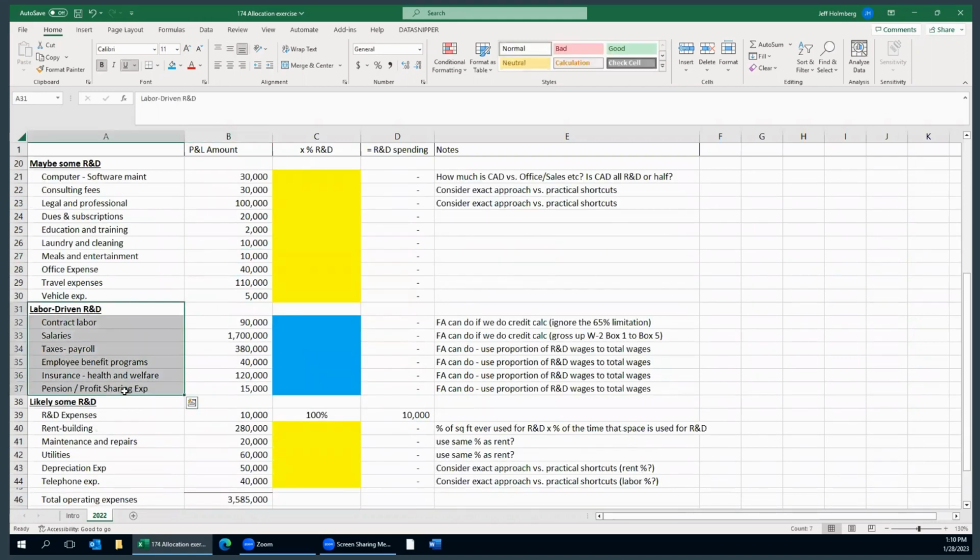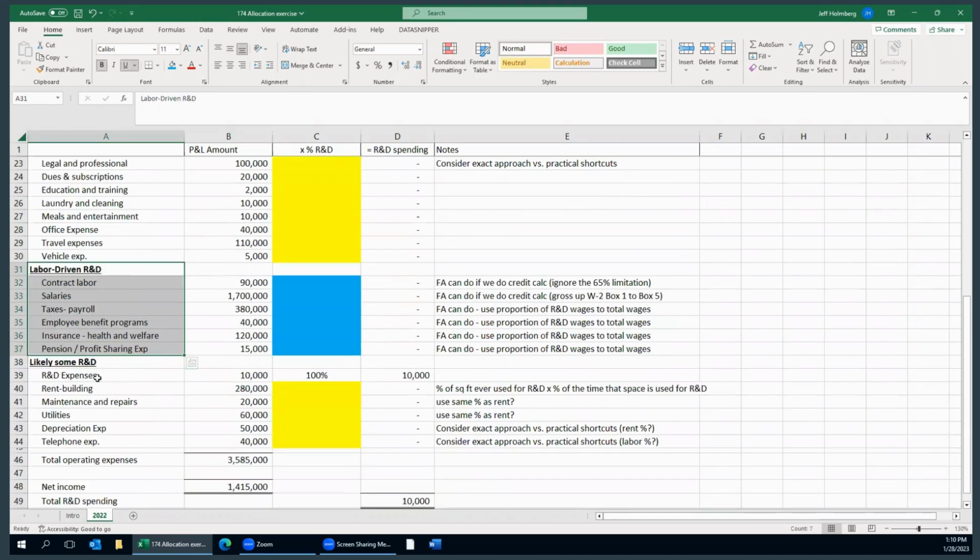Here we have our labor-driven R&D, which I talked about earlier. And then here's some of the trickier ones, like, well, this one's actually not very tricky. If the word R&D appears somewhere in the name of the account, there's a good chance that it all counts for R&D. But if that's a mistake, if it's not really an R&D expense, then we should change the name of the account. Now let's talk about rent.